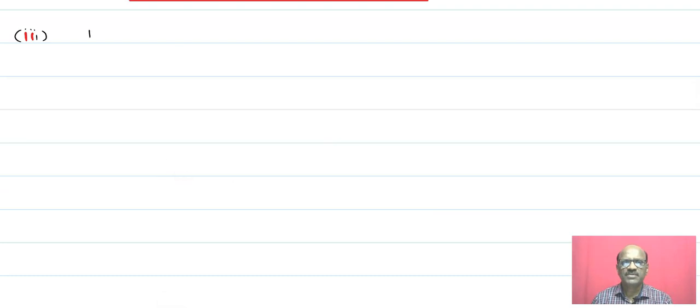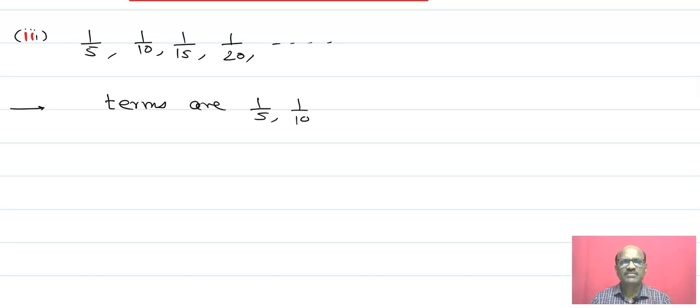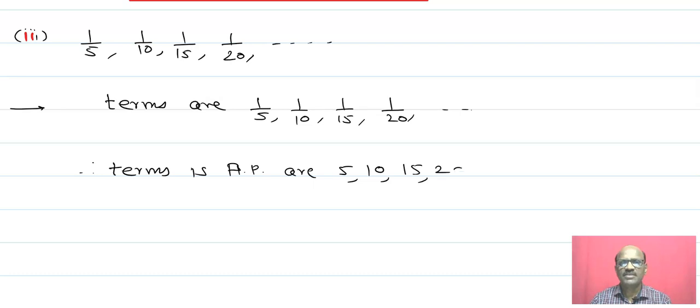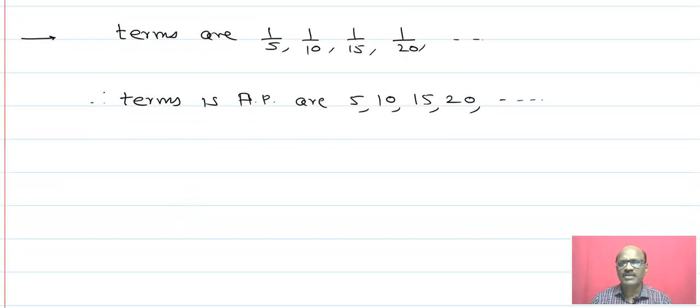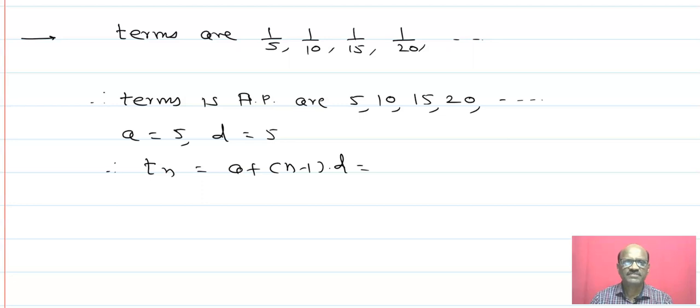Now third example, 1 by 5, 1 upon 10, 1 upon 15, 1 upon 20. Now the terms are 1 by 5, 1 upon 10, 1 upon 15, 1 upon 20. Therefore, the terms in AP, that is 5, 10, 15, 20. Therefore, A is equal to 5, D, common difference, is 5.